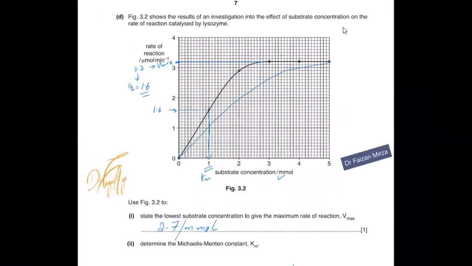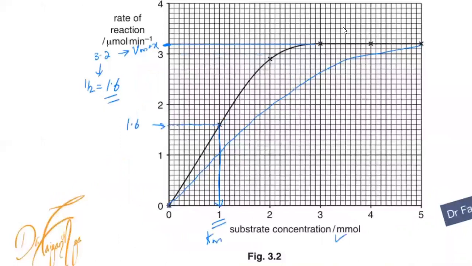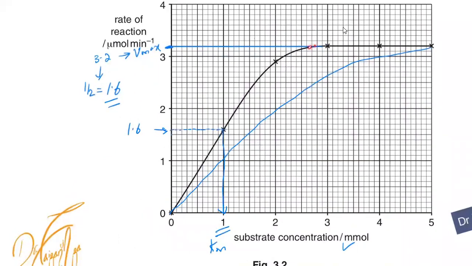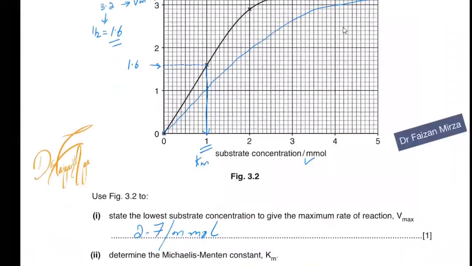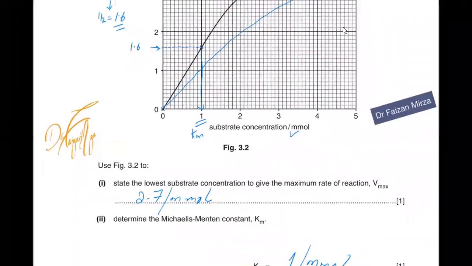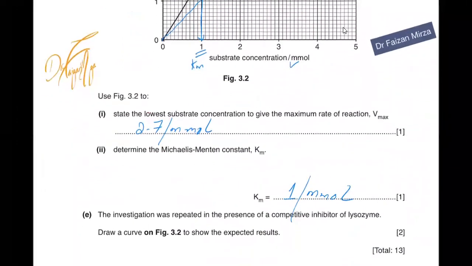This figure shows an investigation of the effect of substrate concentration on the rate of the reaction catalyzed by lysozyme. You have to state the lowest substrate concentration that would give the Vmax. So we know Vmax is when the graph becomes parallel to the x-axis. If you look closely, the graph becomes parallel to the x-axis, and this is the lowest value which actually led to the Vmax. So we'll look for this point, and this point turns out to be 2.7. We need to mention the unit with it. So that's 2.7 millimole, the lowest substrate concentration that gave Vmax.